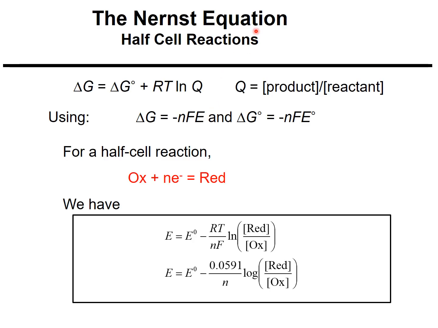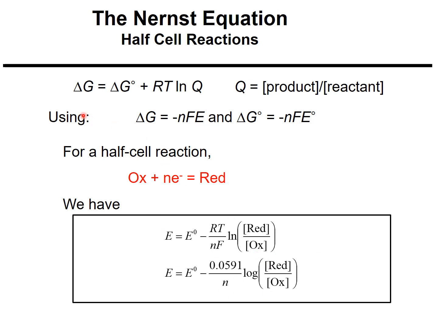The Nernst equation. The Nernst equation is the most important part of the thermodynamics for electrochemistry. Also, this sub-item is the last item of this chapter 1b. So, this is the Nernst equation.